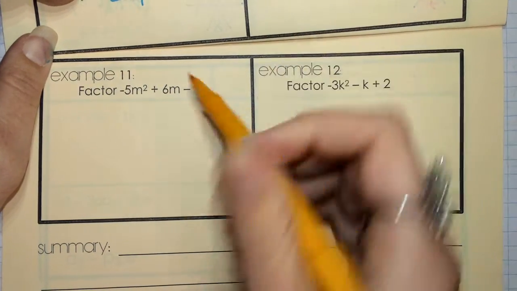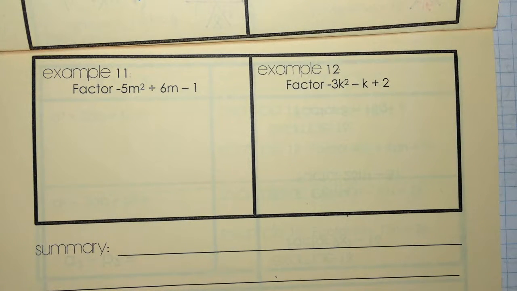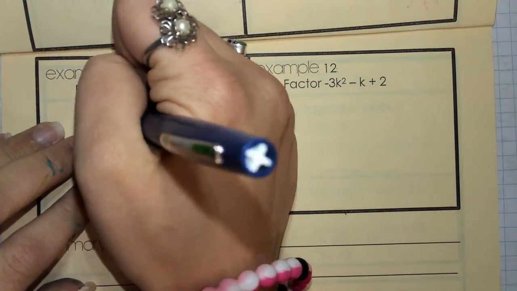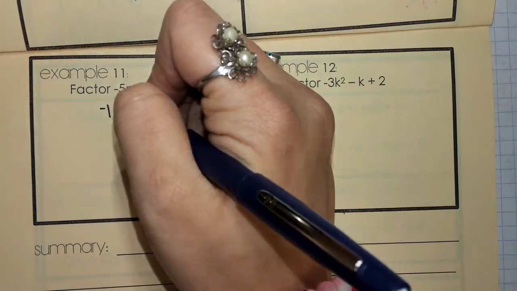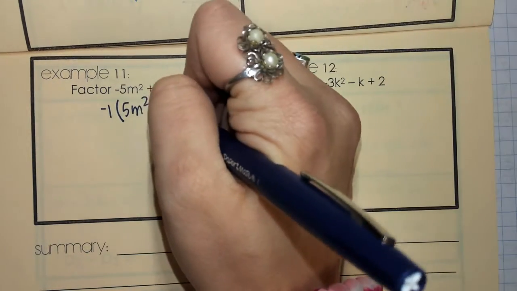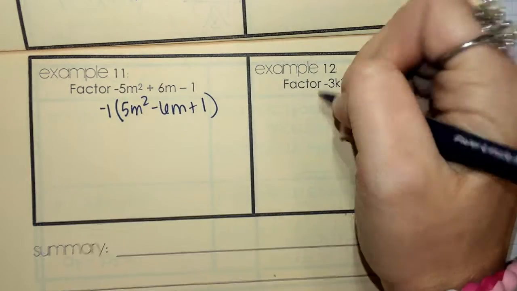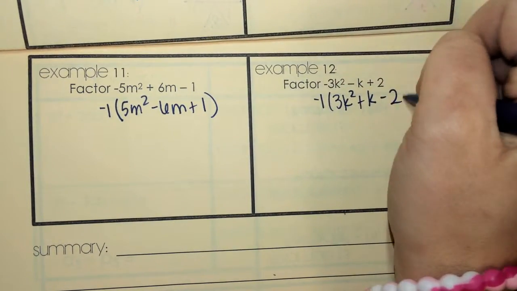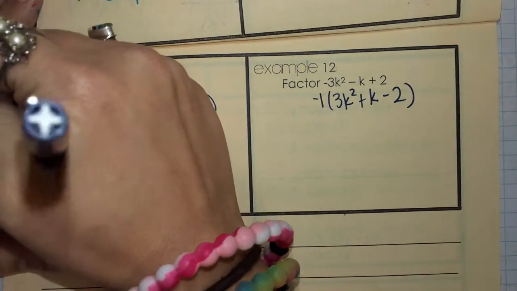What is different about example 11 and example 12? They're negatives. So all you have to do is divide everything by negative 1. What's negative 5 divided by negative 1? Positivo 5. Positive 6 divided by negative 1. 6. Negative 1 divided by negative 1. Positivo. So you would get 3k squared plus k minus 2. Now, factor what's inside.